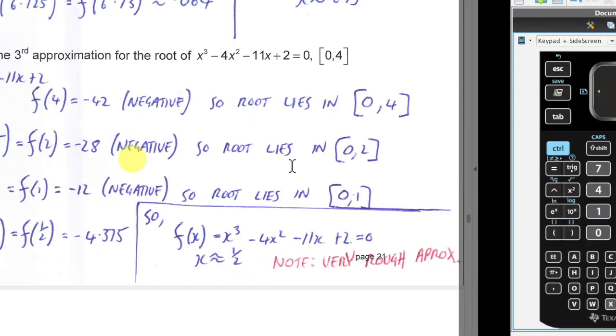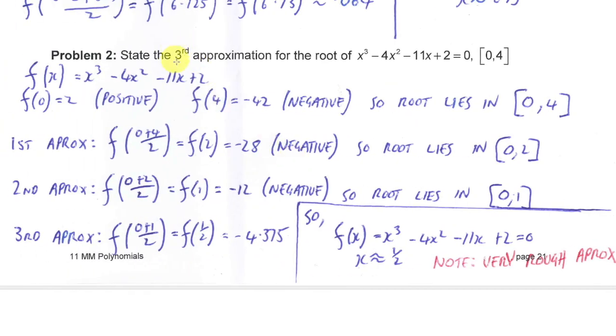However, the question only requires us to approximate the third approximation for this. And the third approximation is x equaling a half. But that's how we can use our CAS to work all of this stuff out quite efficiently.